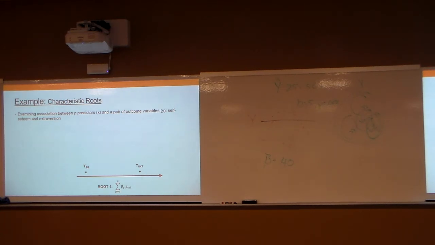Okay? But let's say I add a third variable here. Let's say I add social desirability into the mix. And social desirability ends up here. Okay? Is my one root sufficient to distinguish between all of these variables in 2-dimensional space? Why not, Nick? Because it doesn't fit in that relationship.